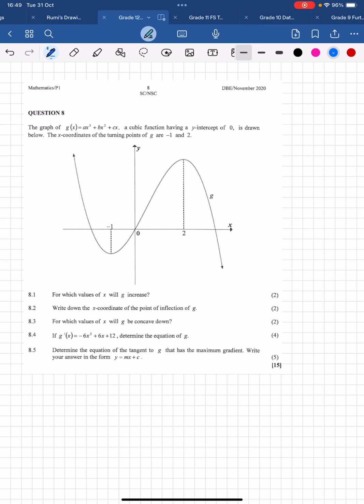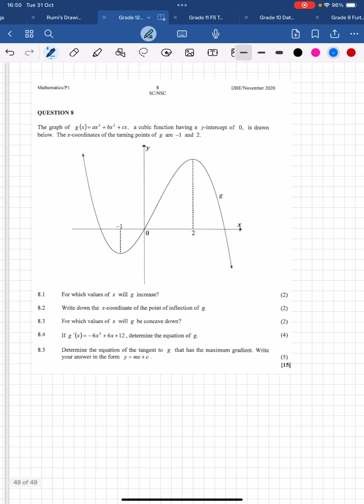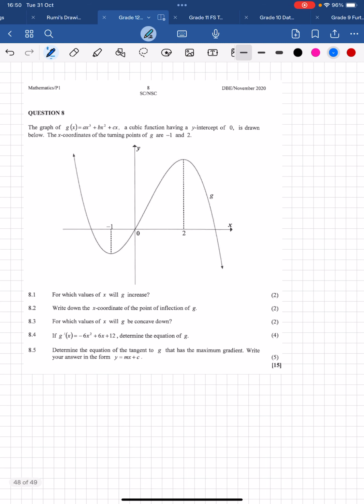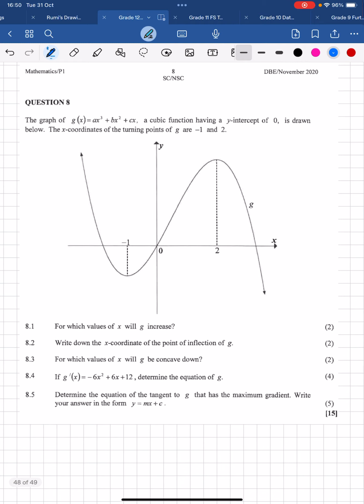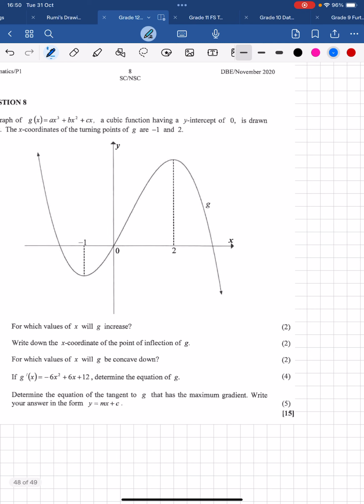All right guys, let's get going on this one. This is question 8 from the same paper, the November 2020 paper. Here they've given us the graph of g of x, which is, let me zoom in a bit, I don't think you guys can see. G of x is equal to ax cubed plus bx squared plus cx, a cubic function having a y-intercept of 0. We can actually see that, right? They didn't have to tell us that, but they are, which is nice of them.